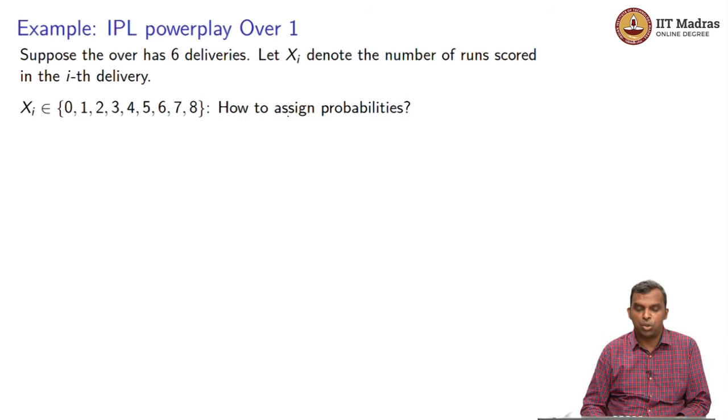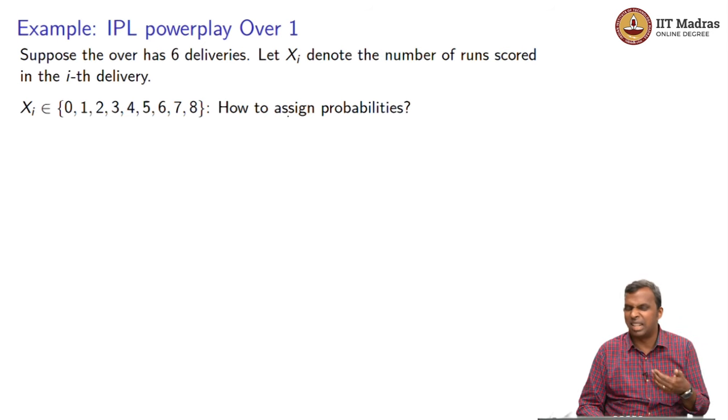So let me just show you how this works. We've seen before that you can take Xi to belong to the set 0 to 8. It's very unlikely that more than 8 is going to happen. The trick is how to assign probabilities to these values, right? How do we do this? We have never done something like this before, isn't it? Previously, it's always been some toy experiment. We've always been able to sort of figure out what the probability should be. And how do you assign probabilities? Maybe you can guess from your experience of IPL matches what is going to be the most probable run scored, let's say in the first ball.